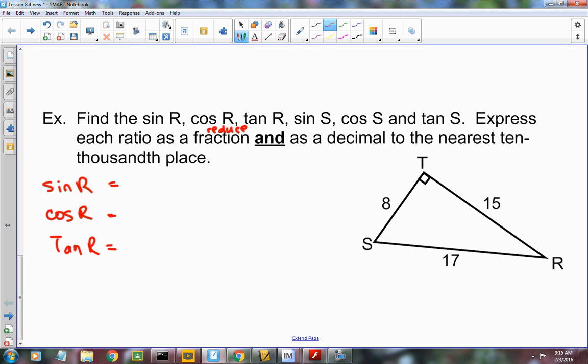Alright, so the sine of R, sine is opposite over hypotenuse. So what would that ratio be? 8 over 17. My opposite is 8, my hypotenuse is 17. So that's 8 over 17. Then I'm going to just divide that out to get the decimal equivalent. Now make sure if that fraction can be reduced that you reduce it. 8 divided by 17 is 0.4706.